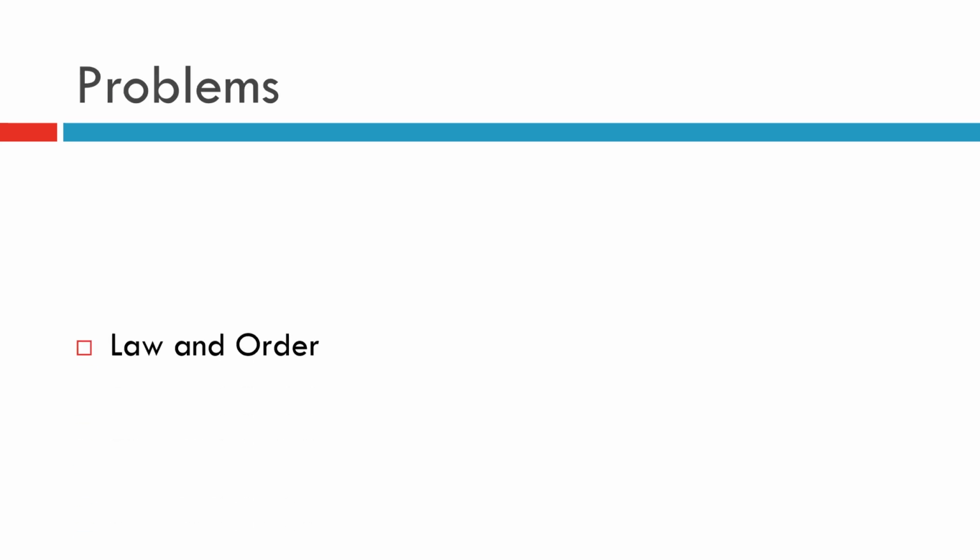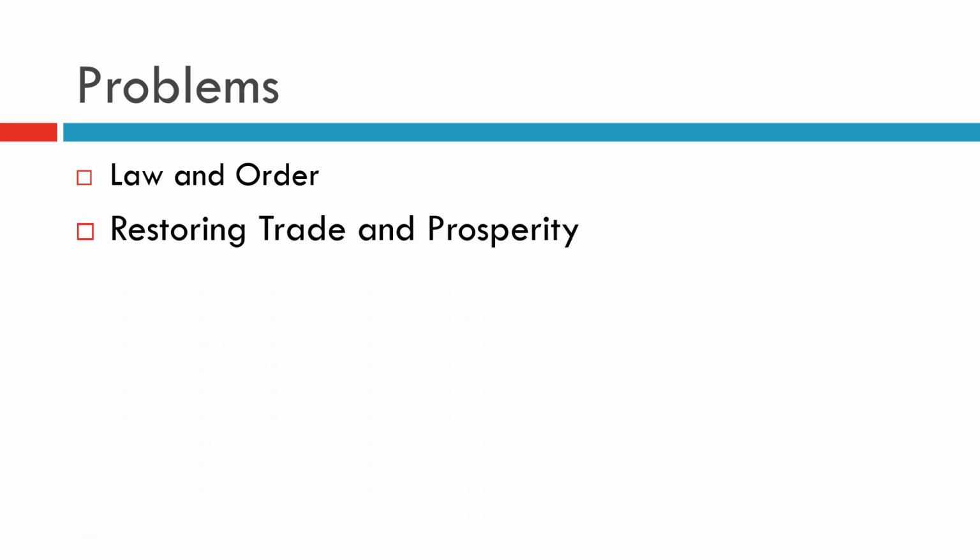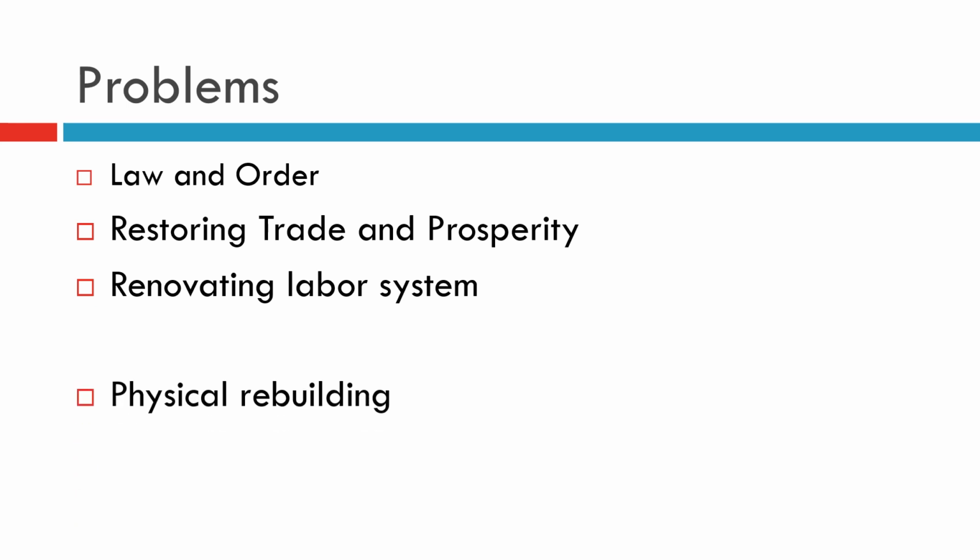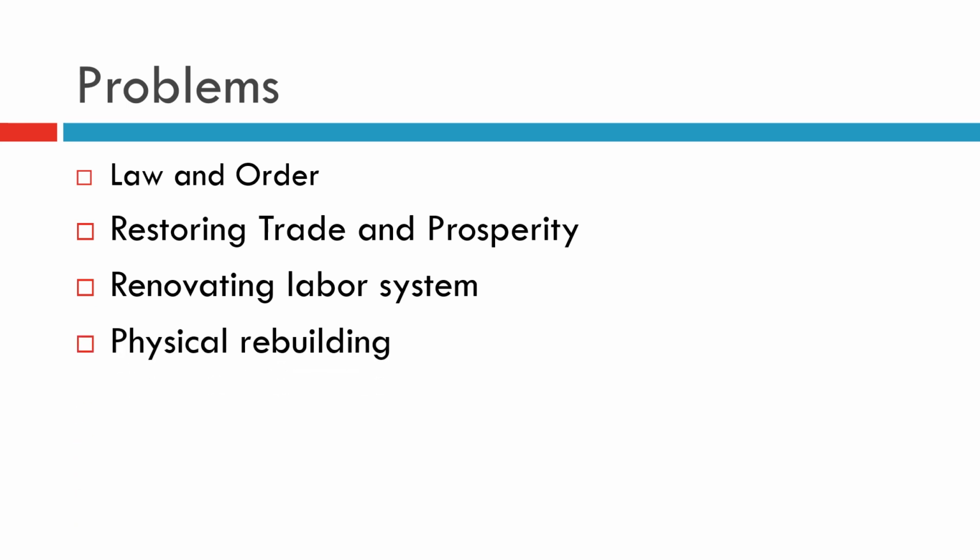Reconstruction is going to have to fix several problems. Here are five to look at. First of all, law and order must be restored. We also need to restore trade and prosperity to the nation as a whole, but also to the South as a region of the country. We're not going to call them sections anymore. We need to renovate the labor system, as slavery is off the table, of course. And then there's a physical rebuilding that must occur, as well as the social structure of the South that needs to be renovated.